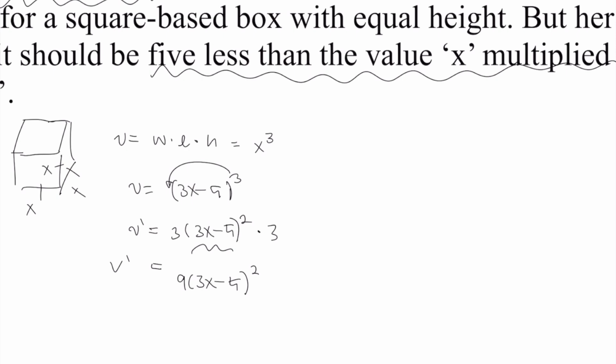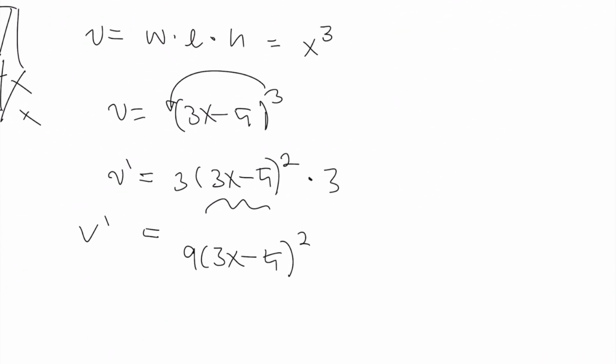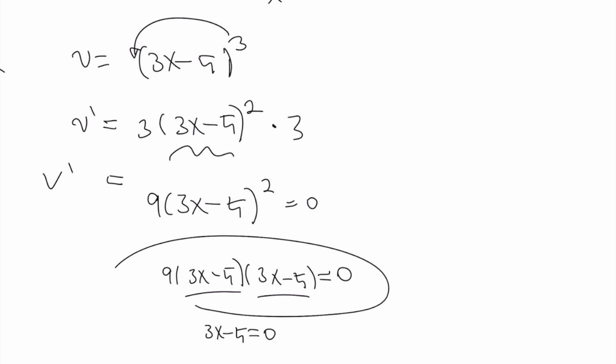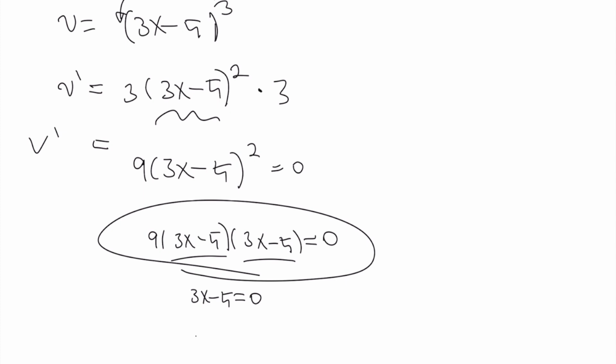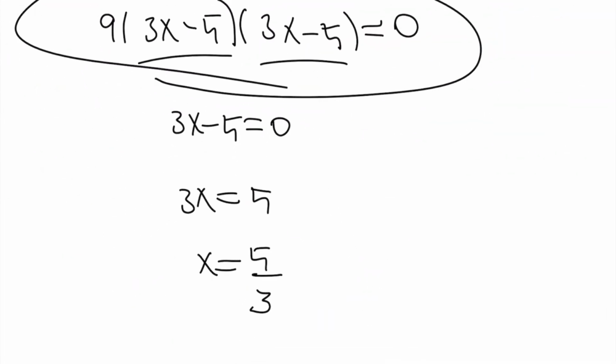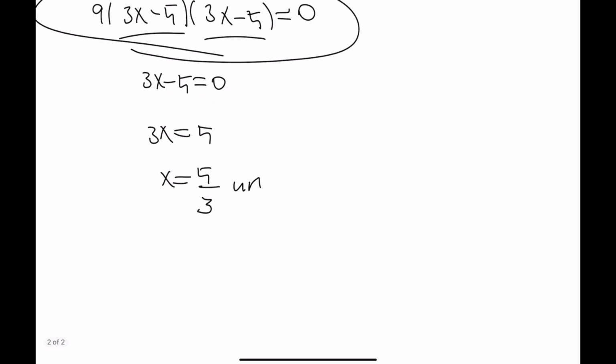And then to find the dimensions for the greatest volume, we need to set V prime equals 0. So 9 times (3x minus 5) squared equals 0. So obviously we can see that when 3x minus 5 is equal to 0, this whole thing would equal 0. So 3x equals 5, x equals 5 over 3. So yeah, when x is equal to 5 over 3, I guess just 5 over 3 units would be the answer.